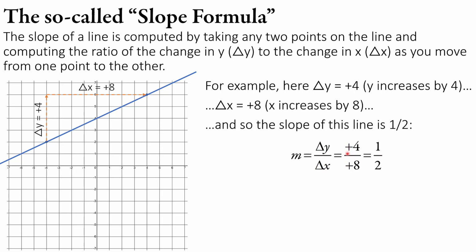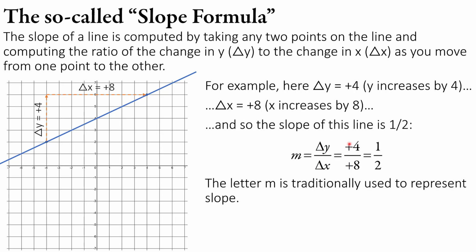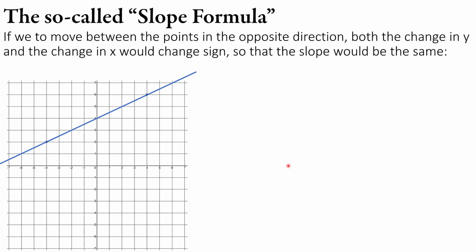I'm writing the pluses to emphasize that this is an increase, y is increasing, and x is increasing. You of course wouldn't need to write those pluses. Oh, and the letter m is typically used to represent slope. If we move the other way between these 2 points, the slope is the same. The slope only depends on the line.